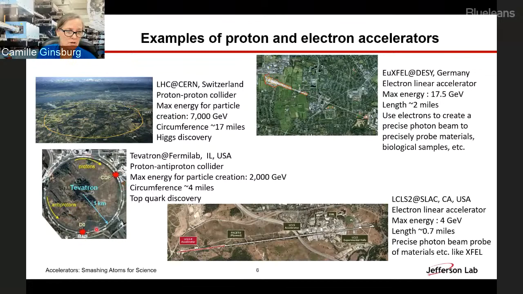Another example of a proton collider is the Tevatron at Fermilab, which ran until 2011. The maximum energy in that case was 2,000 giga-electron volts. Circumference is about 4 miles. And that machine was used for the top quark discovery. So these are higher energy machines and discovery machines. If you want to look at electron accelerators, there are a couple of examples here.